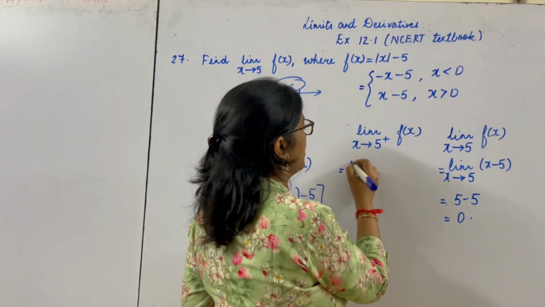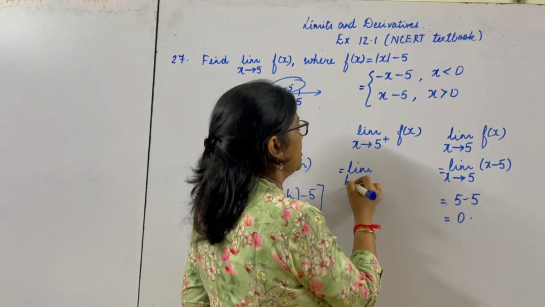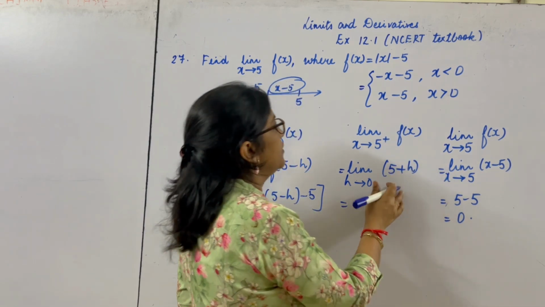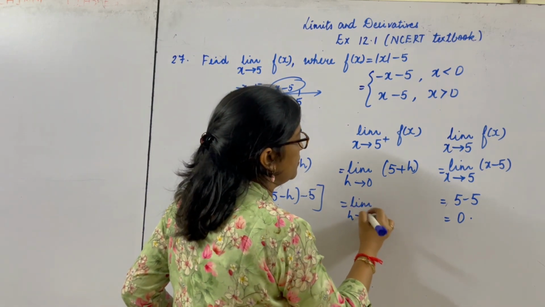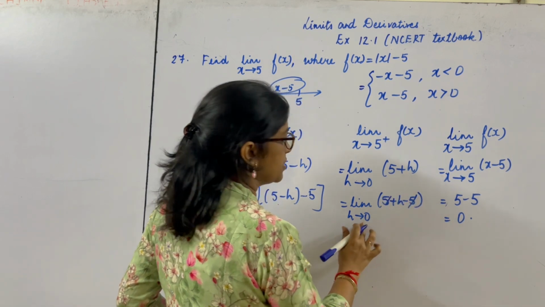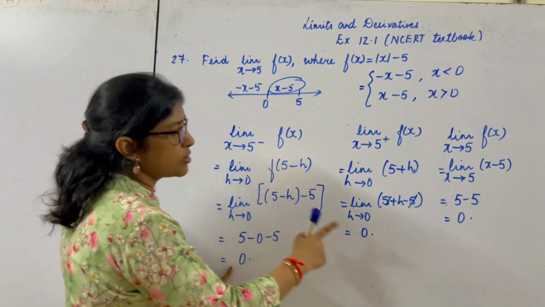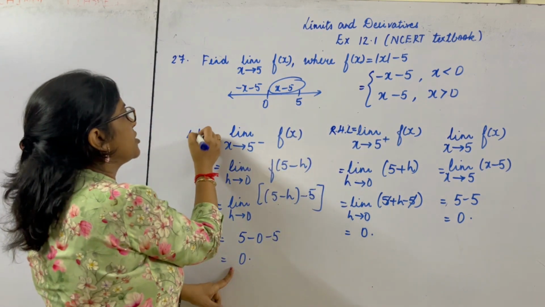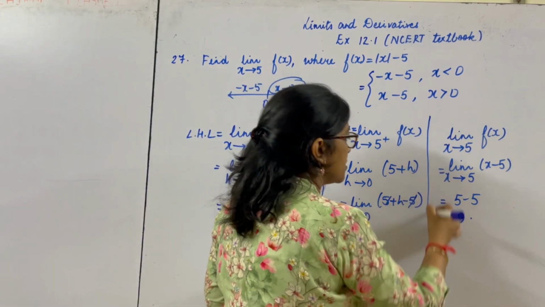Same way for this one. Since it is x tends to 5 plus, we need a value bigger than 5. So we will take 5 plus h. And wherever x, we have to write now 5 plus h. The function is the same. It will become 5 plus h minus 5. And substitute h as 0. 0 is the limiting value. The left hand limit is also 0, the right hand limit is also 0. And that is why the limit of the function is 0, because both the values are the same. This is one method. This is the other method.